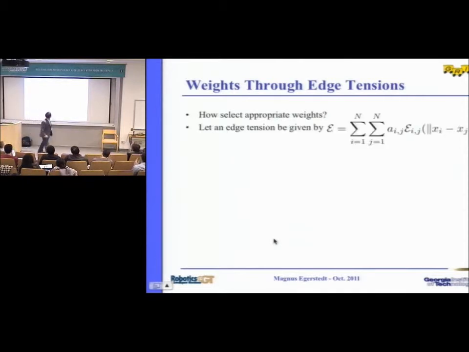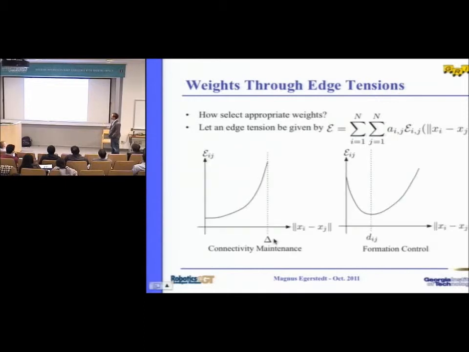And the weights you can actually choose in a rather straightforward way. So for instance, you can define something like an edge tension on each edge and then say, you know what, if I'm interested in maintaining connectivity, I let this edge tension be high when it's close to cutting off. Or if I want to do formation control, for instance, so I want agents i and j to be close to d_ij away from each other, then I let this thing have a local minimum there, or in fact a global minimum there.